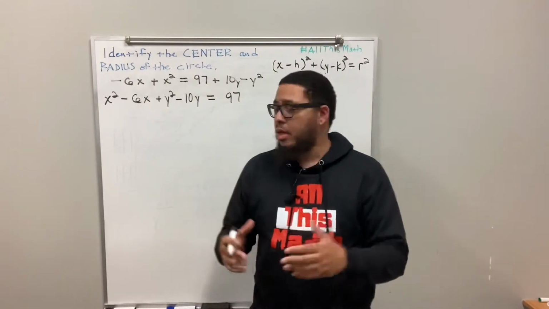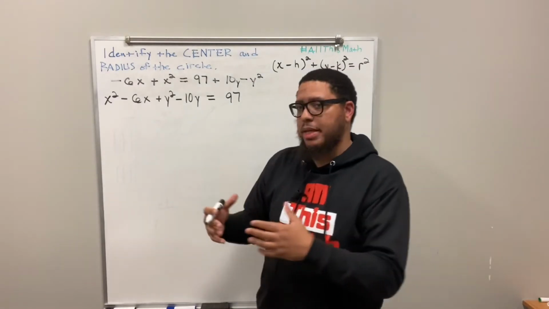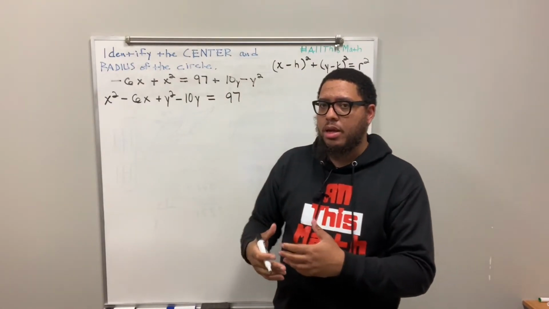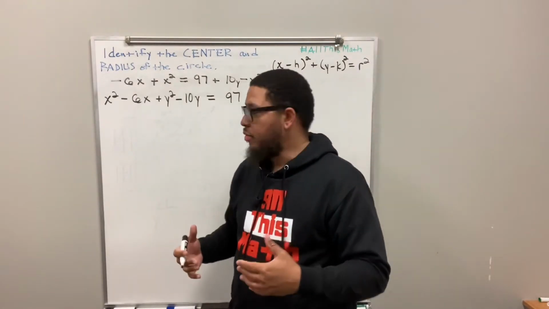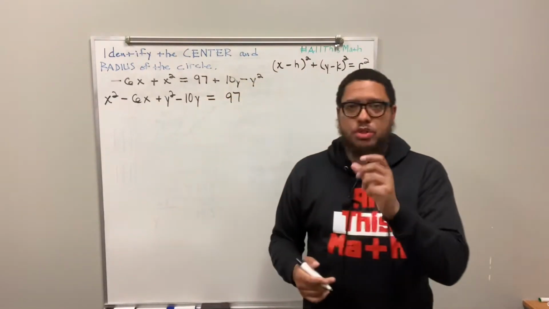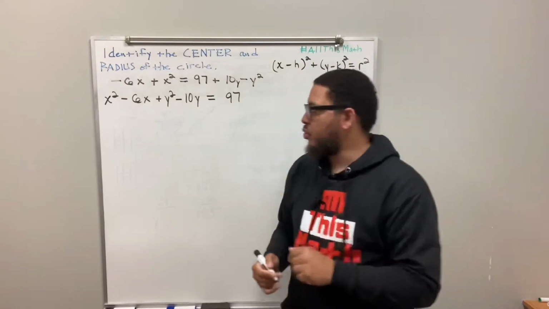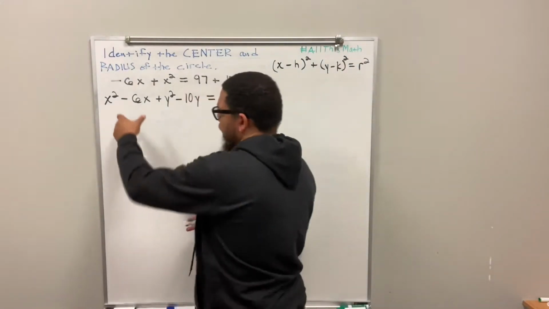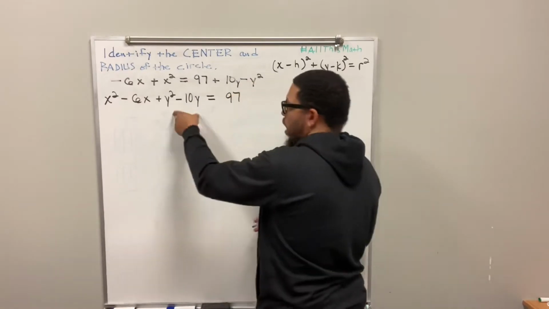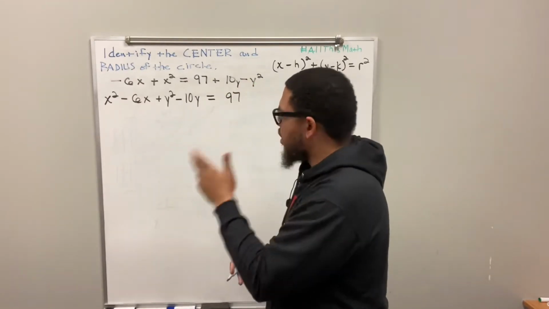That's what we're completing. Right now, this is a binomial, but we want to take this and expand it out into a perfect square trinomial, right? So we're going to use this little formula, which is b over 2 squared, all right? That's the formula we're going to use. We're going to use it for the x's, and we're going to use it for the y's, right?